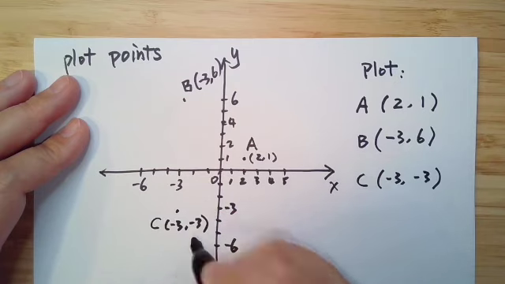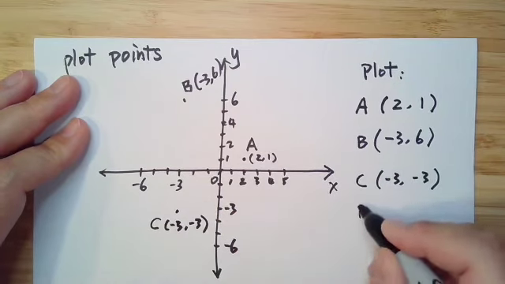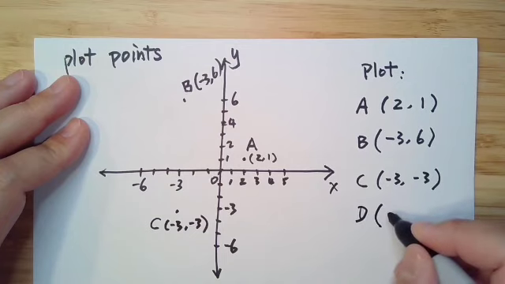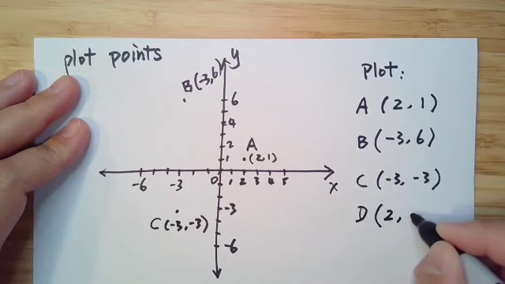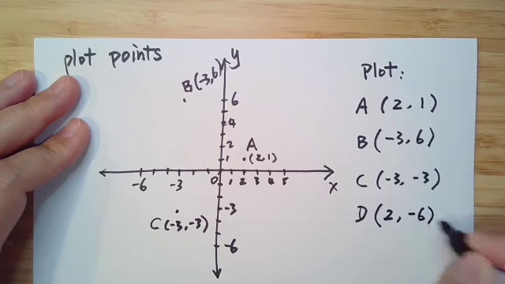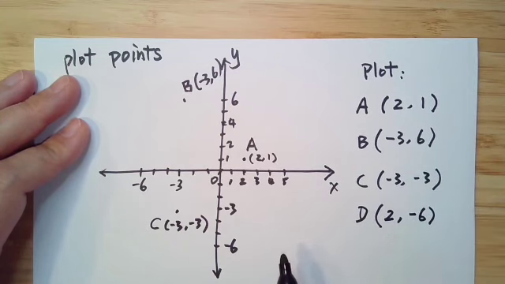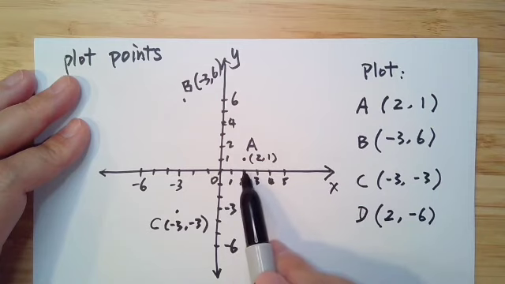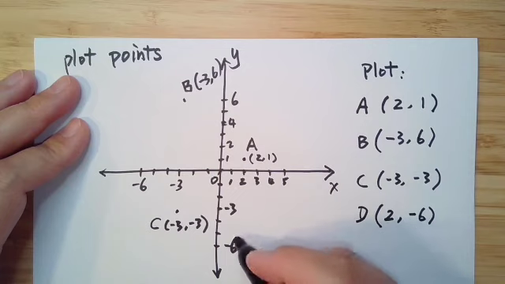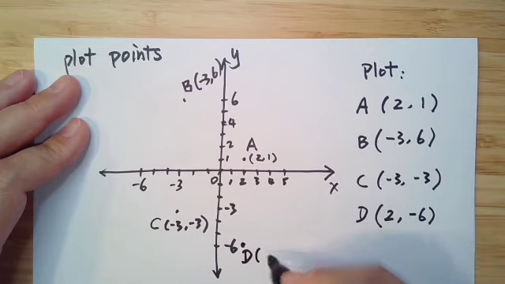-3, -3. All right, now one more point. I ask you to do 2 and -6. Where is that? We're going to move to the right by 2 and go down by 6 units. We got right here. This is the point D, and D's coordinates are 2 and -6.